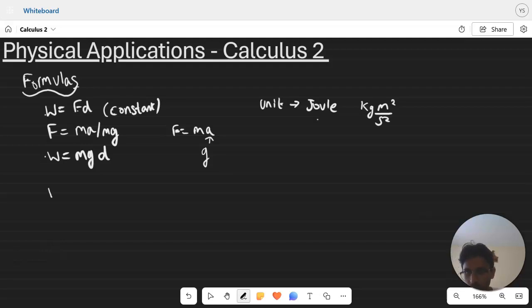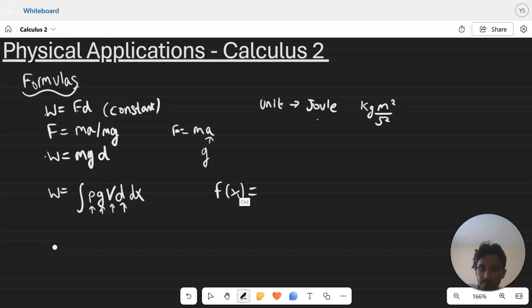Okay, and remember, in another formula, which you will come across soon, you just keep this in your handbook for now: work equals rho g V d. So rho is density, g is acceleration due to gravity, V is for volume, D is for the depth. And one more formula is f of x. By f of x, I mean f, the force.